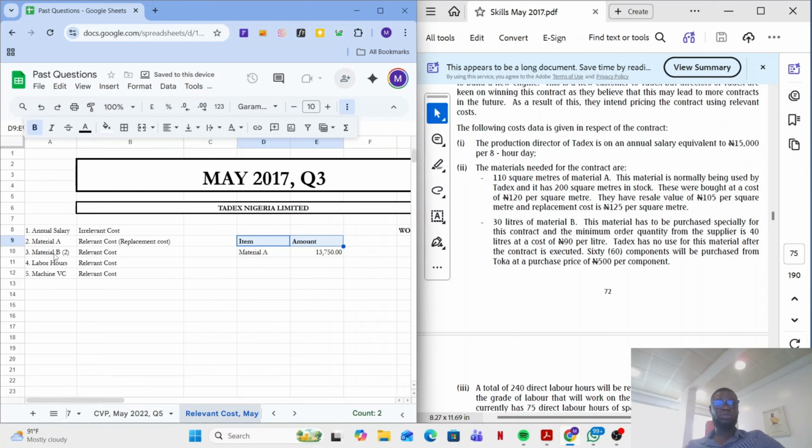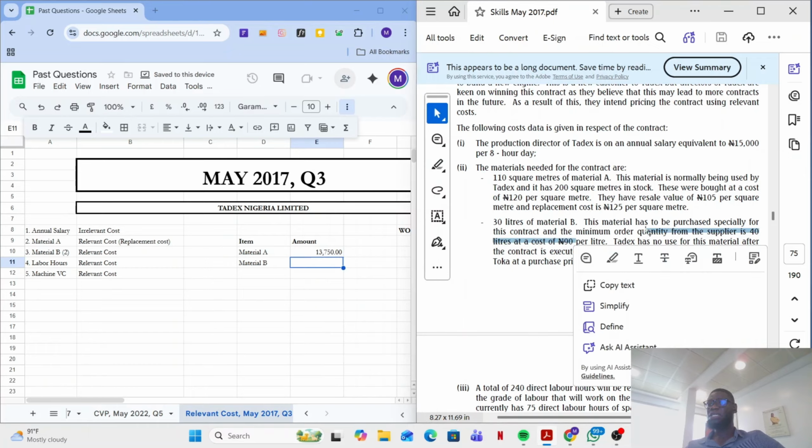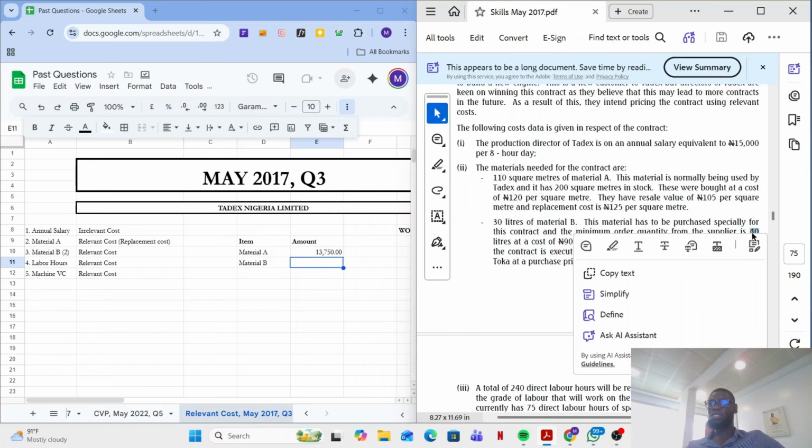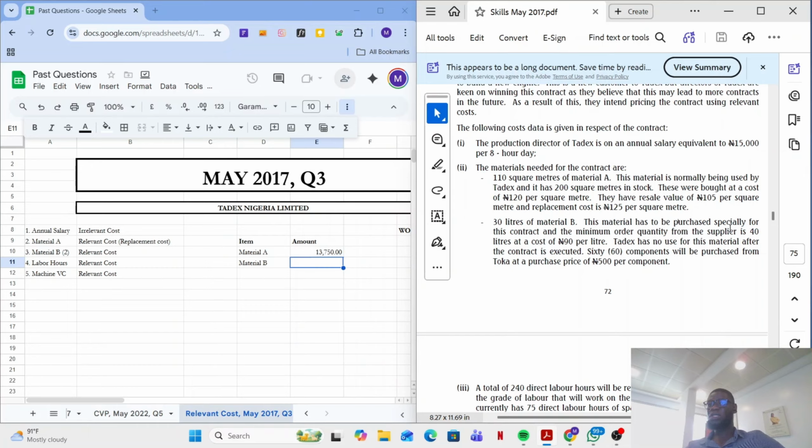All right, the next part is material B, according to what we counted to be relevant. We have material B. There were two things here. The first was 30 liters of material B to be purchased specifically for this particular project. But as you continue to read, they mentioned a minimum order quantity. So even though they need 30, what they will be buying is 40 liters, because that is the lowest they must buy.